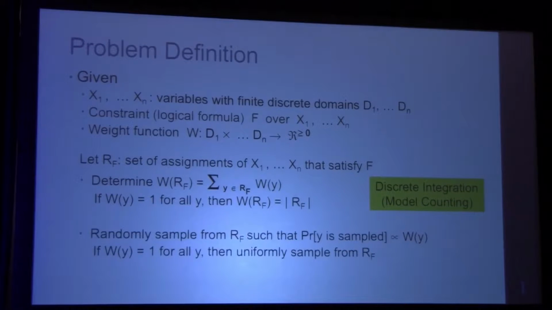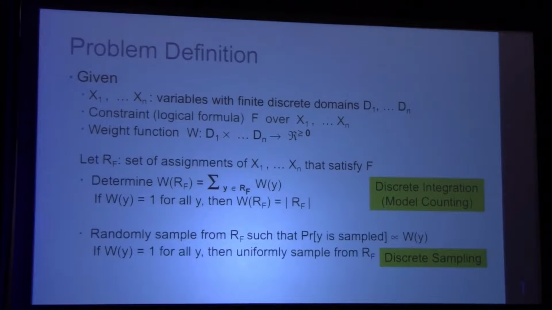And there is a sister problem, which is that we know what the set R sub f is. Is it possible to randomly sample a solution from the set R sub f such that the probability that the solution is sampled is proportional to its weight? And once again, if the weight is 1 for all the assignments, then you're basically asking, can we uniformly sample? And this is called discrete sampling.